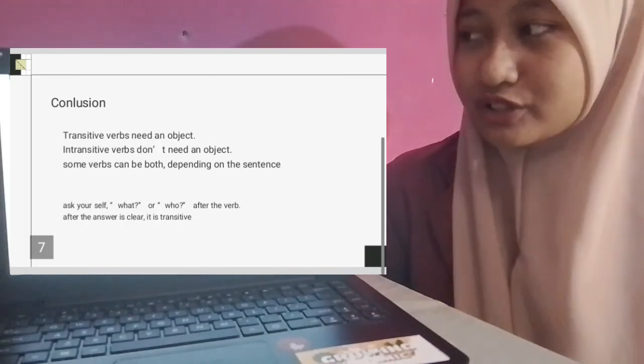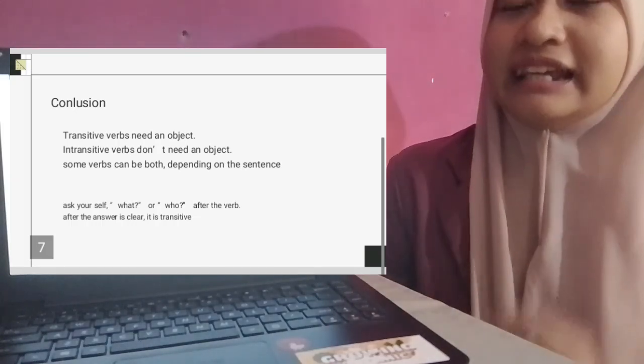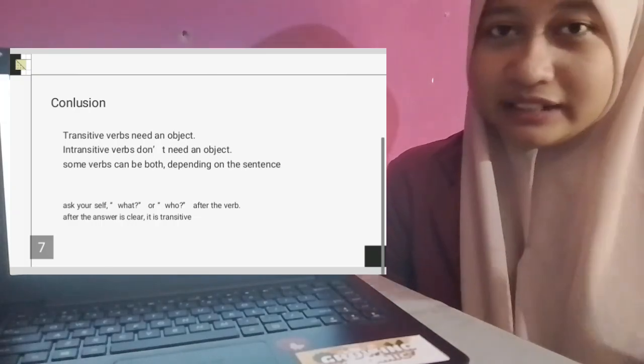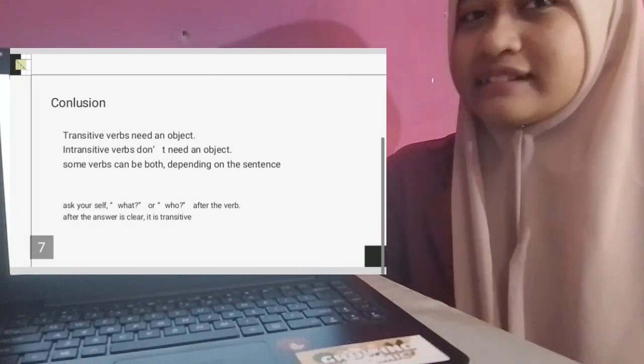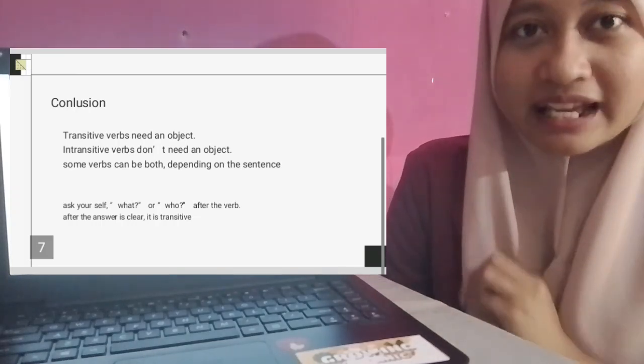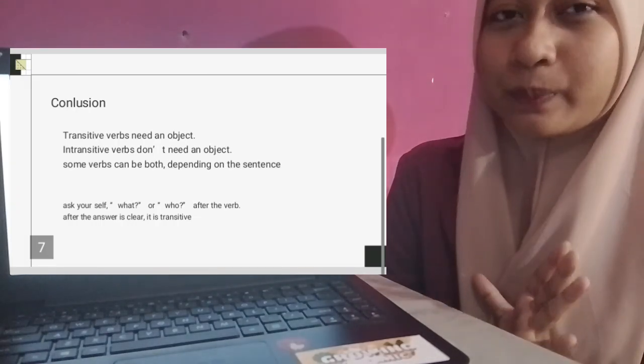Okay, for conclusions, transitive verbs need an object, and intransitive verbs don't need an object. But some verbs can be both transitive verbs and intransitive verbs.